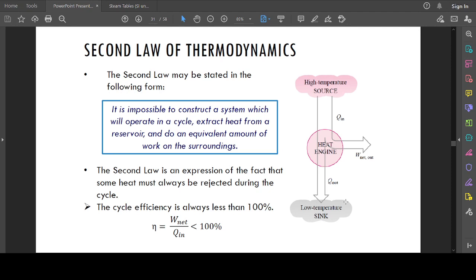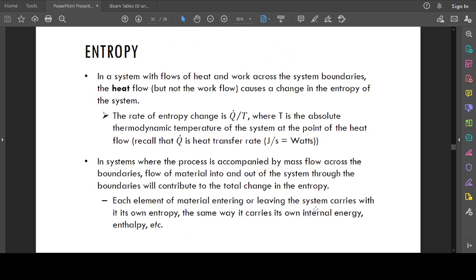And if we know the amount that is lost and the amount of the heat that the system used to perform the work, then we can easily identify the quality or the efficiency of the system. So with that, we can write the formula for efficiency, which is the net work produced by the system divided by the total heat supplied to the system. And this figure is always less than 100%.